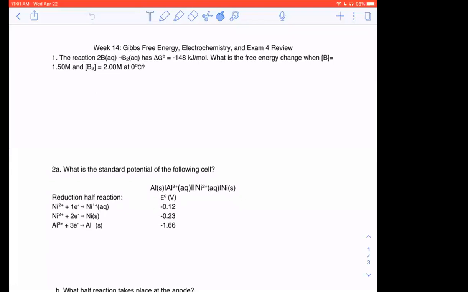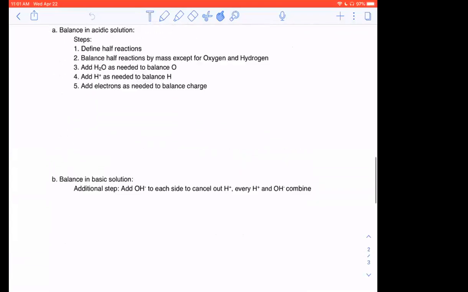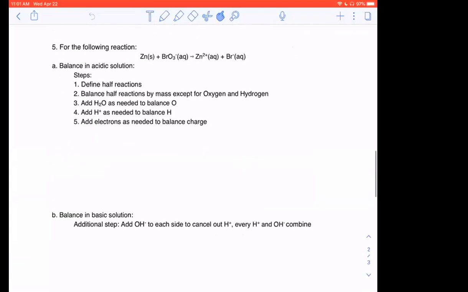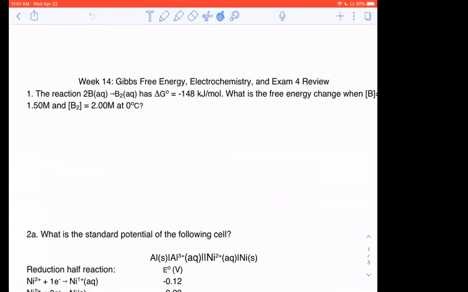Looking at this first problem then. The new things we're going to go over are Gibbs free energy, which we started covering about a week ago but I didn't cover in the recitation, so just a little refresher on that. Then mainly electrochemistry, and then one of those redox reactions where you have to balance in acid and base solutions. Those will be what we start going off.